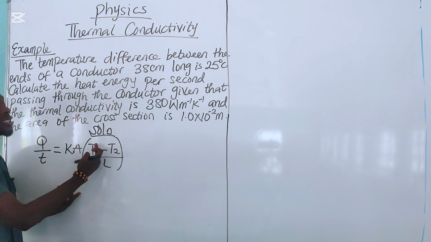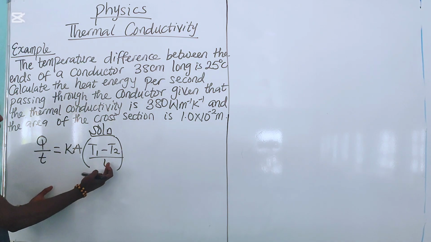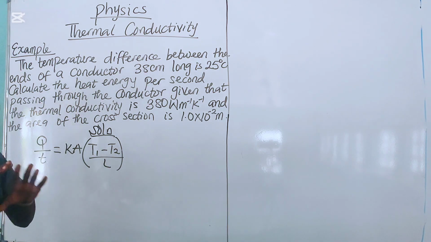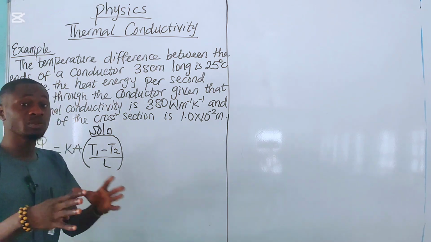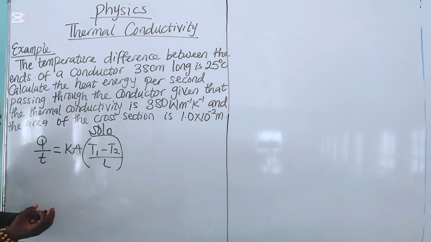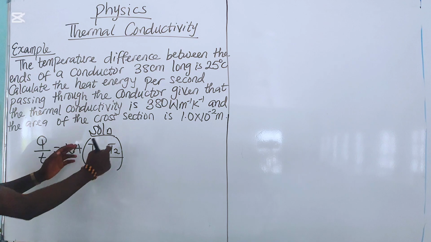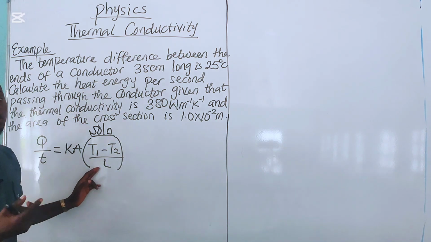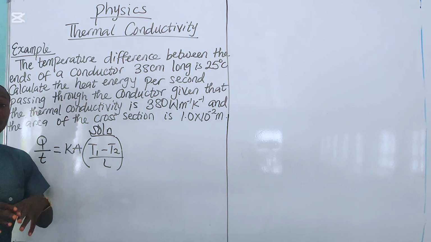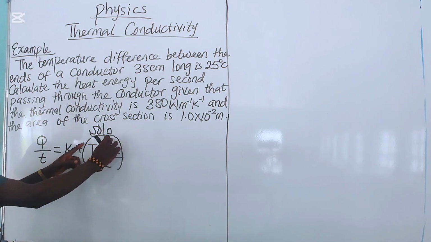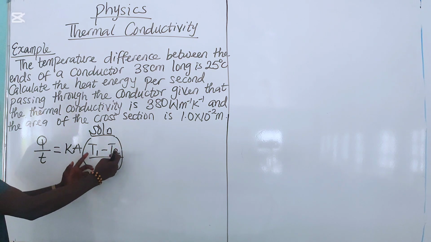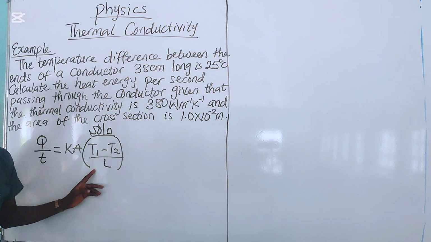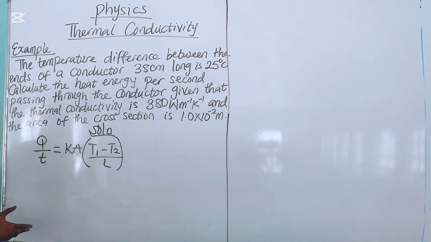So T1 minus T2 here stands for the temperature difference, and then L here stands for the length of the conductor, or the distance between the ends of the conductor. So the entire quantity T1 minus T2 over L stands for the temperature gradient. So if a question is given, find the temperature gradient, it means we are finding the whole of T1 minus T2 divided by L as a single quantity.